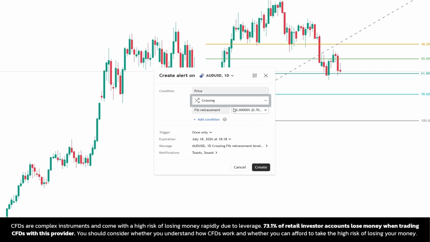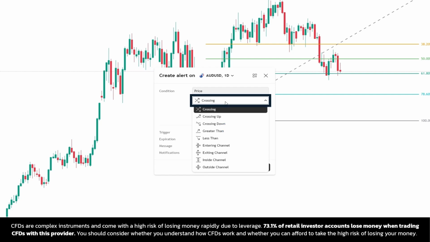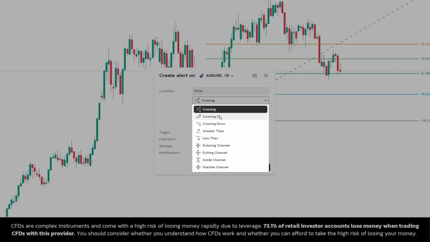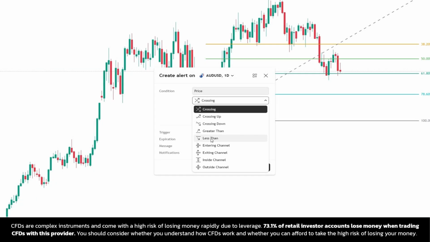From the alert window, the condition controls how the alert behaves. Crossing can be used when price moves through a selected Fibonacci level. Crossing up focuses only on upward movement through that level, while crossing down focuses only on downward movement. Other conditions, such as greater than or less than, can be used when the alert needs to respond to price being above or below a chosen level.